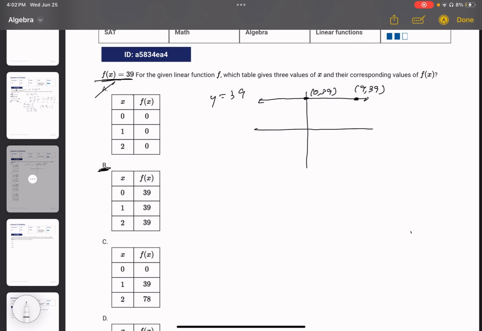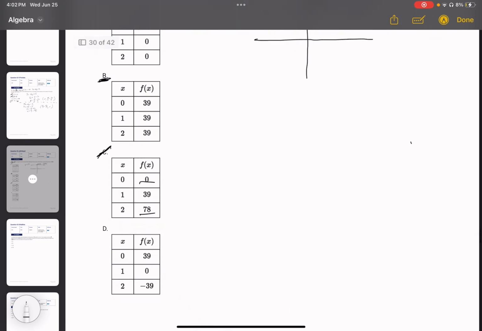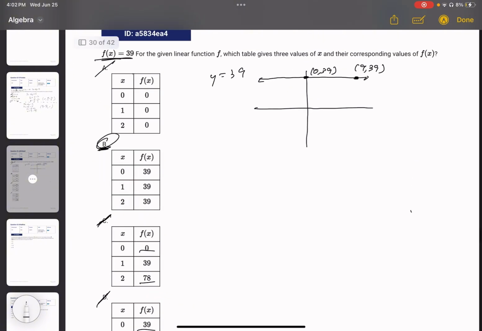This looks good. This is wrong because we have a 0 and a 78. And this is also wrong because we have all different types of values. Okay, so B is going to be our answer for this one.